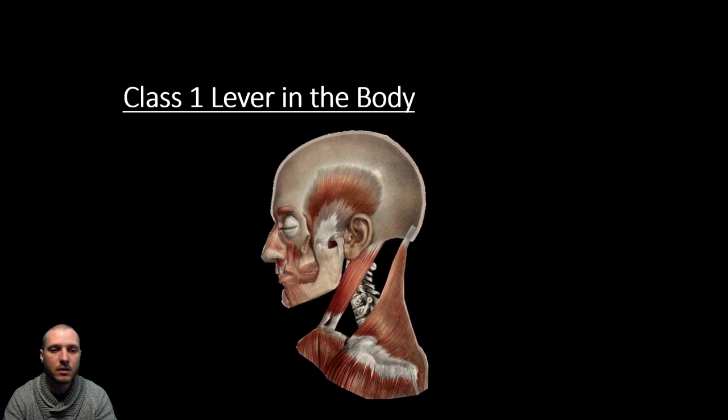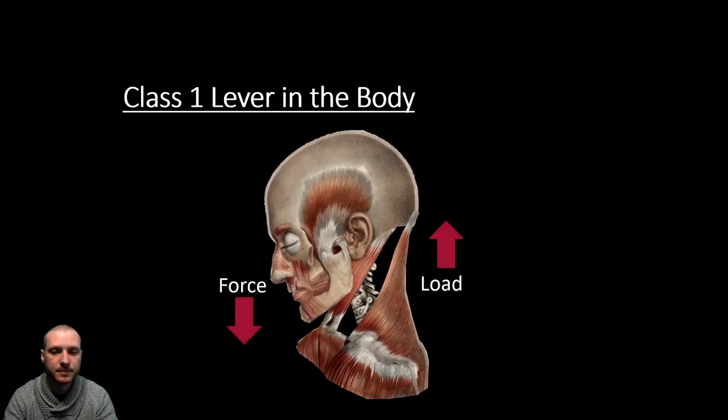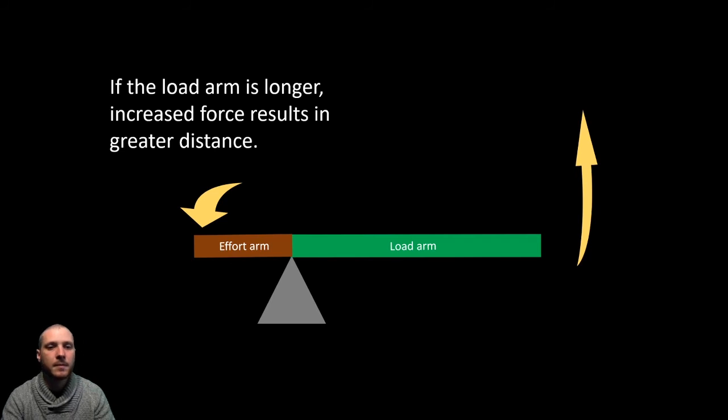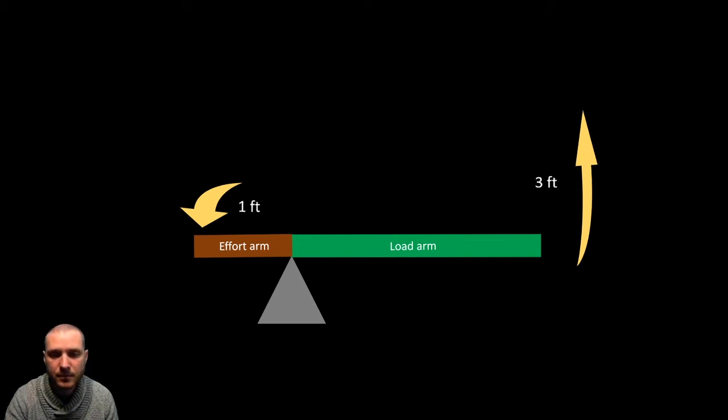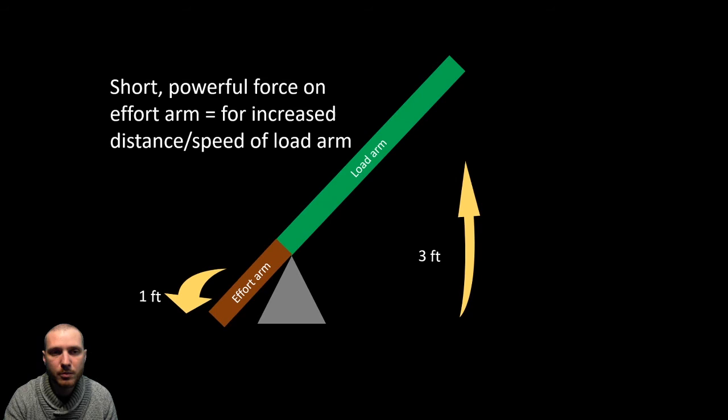you contract the SCMs. So we can kind of reverse this class 1 lever, and we can exchange the amount of effort put in for an increase in distance. So if the load arm is longer, we're going to need increased effort, but we're going to result in a greater distance. So kind of a classic example of this. So again, a short, powerful movement of the effort arm for increased distance or speed in the load arm. So we're going to use more effort to move things more quickly.